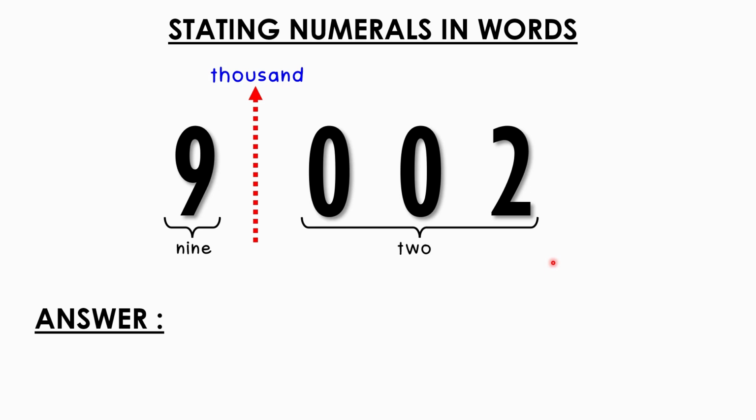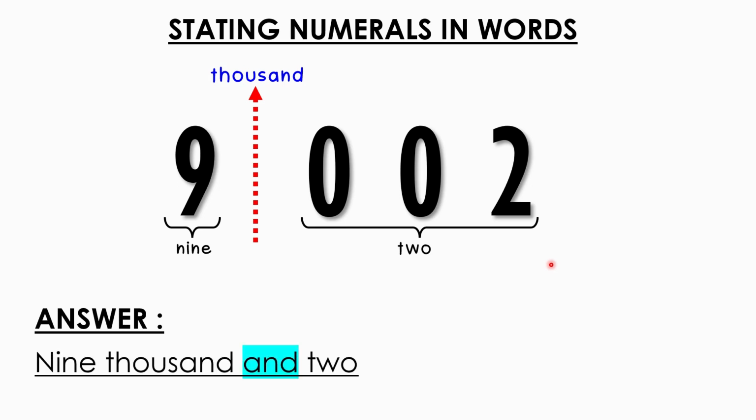Now we are going to join the number after and before the partition and we are going to write it in a complete sentence. It's going to be 9002. So we have to add the word "and" in our sentence. And you want to also make sure that you don't repeat the word "and" more than once in your sentence.